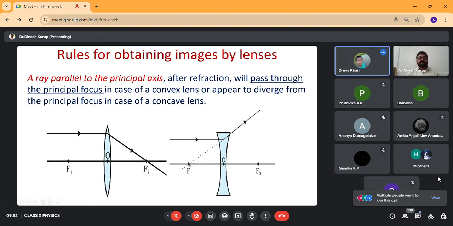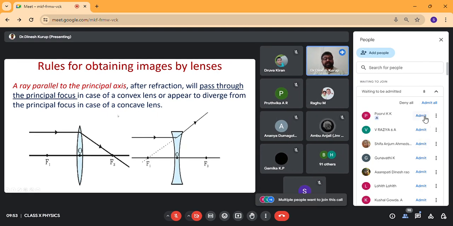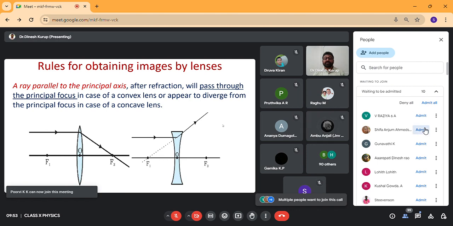Sir, do the convex lens and concave mirror have the same properties? No, not the same properties. Mirrors will give only reflection, not refraction. Okay, now we are discussing only refraction, not reflection.